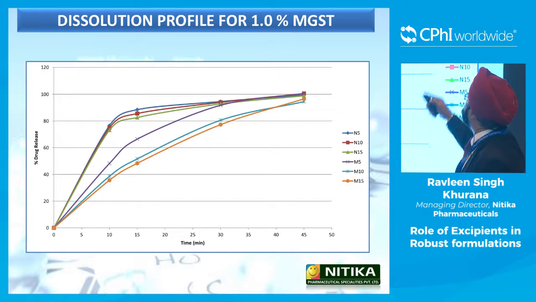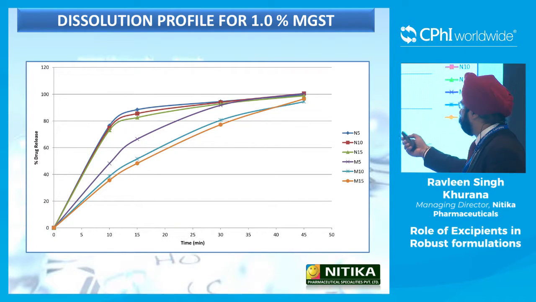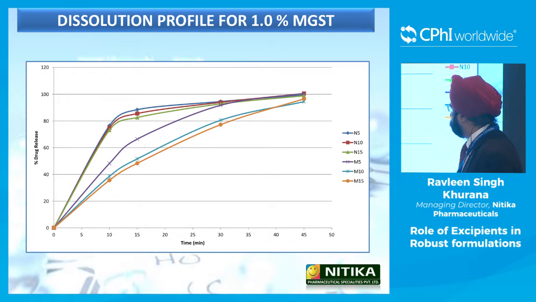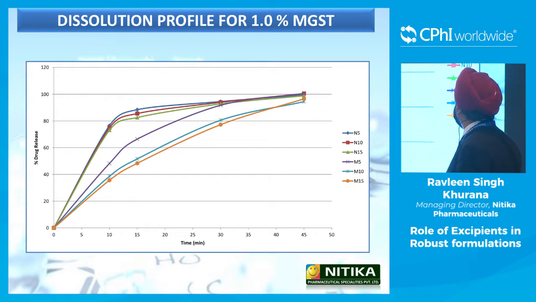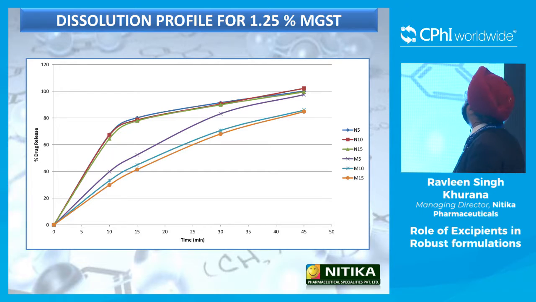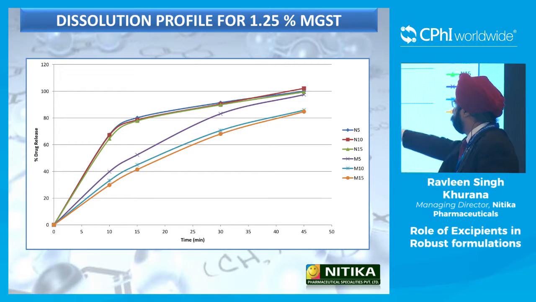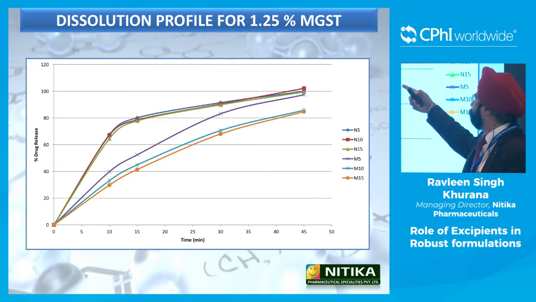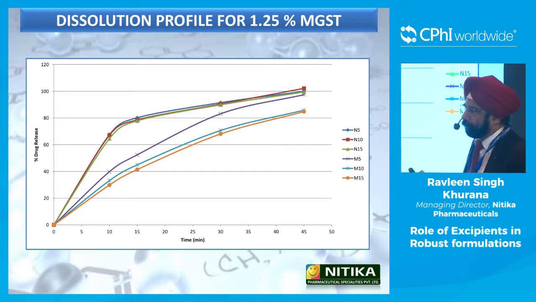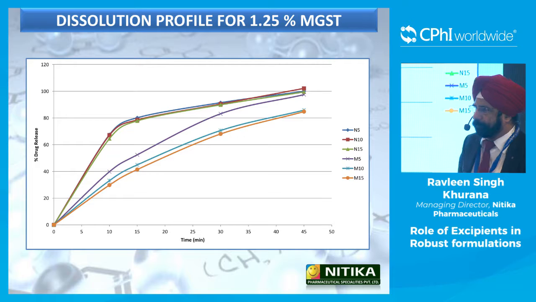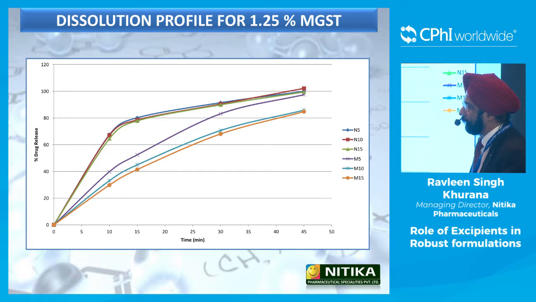Now we are going for 1% magnesium stearate, and the results are similar. You are having about 35% with the other source, whereas with Nitika, again, it's touching 75 to 80. And with the 1.25% concentration of magnesium stearate, the dissolution with the other brand has further gone down to 30%. Against that, Nitika is about double. So with the different concentrations also, the dissolution has been almost double in some cases if the excipient, in this case magnesium stearate, is not appropriately selected.